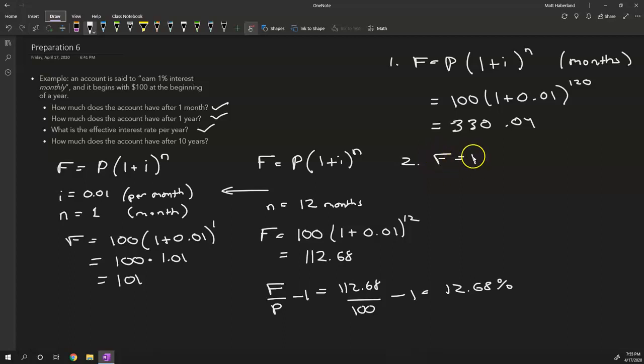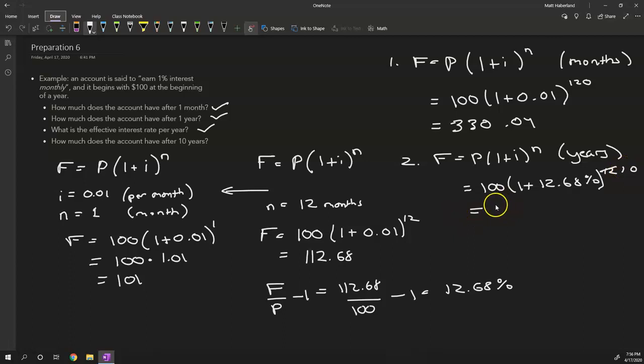All right, and method number 2, we'll do it in years. F is equal to P times 1 plus I to the n. I'm writing this so many times because it's a really important equation. Let's do it in years this time. So here, still same principal, but I is, we're talking about a yearly basis, 12.68%, so 0.1268 to the 12. Excuse me, this is 10 years.